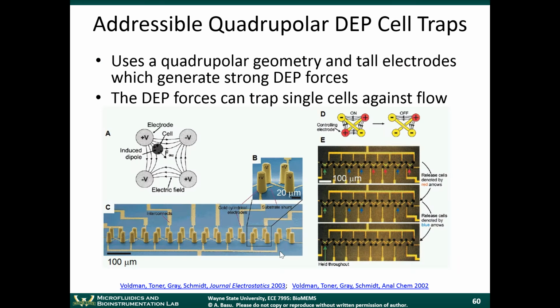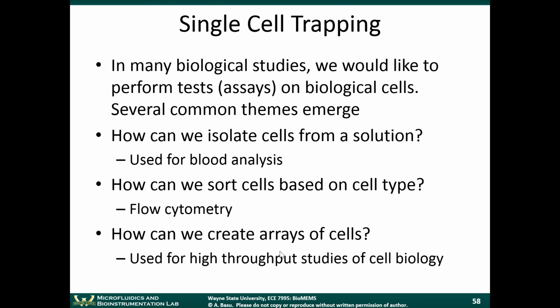So the last technique I'll talk about today is single cell trapping. In many biological studies, we would like to perform tests on biological cells. Now, I included this topic as a part of this module because I think it's a logical extension to some of the techniques that we saw earlier. This is not a sorting technique, but it is a way to trap cells and particles once they have been sorted, or they could also be trapped in unsorted format.